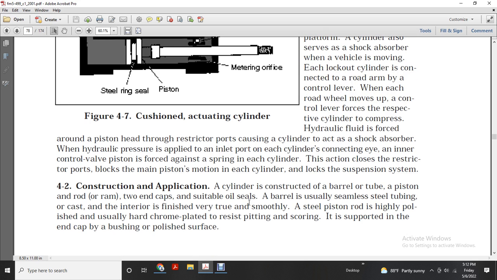4-2, construction and application. The cylinder is constructed of a barrel tube, a piston, and a rod, with two end caps. It is oil sealed, using seamless steel tubing or cast, and the interior is finished very true and smooth.